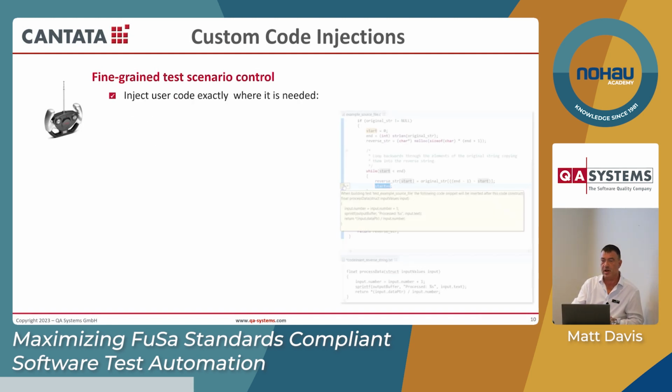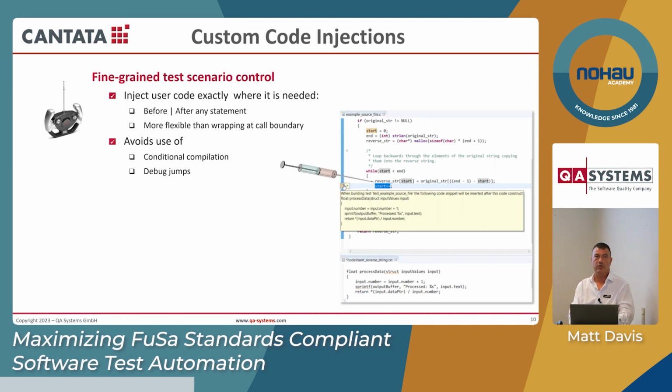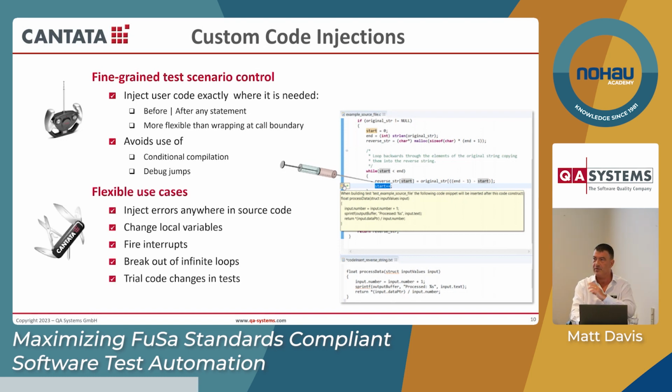But sometimes you want to be able to get more fine-grained control than that. This is where custom code insertions, injections come, basically allowing you to put something before or after any individual statement, which is therefore more flexible than the call boundary for control. So it avoids conditional compilation of your code. It avoids having to use debug jumps, which are better for debugging and finding the root cause of a problem than test driving. And these are some of the example flexible use cases. Injecting errors absolutely anywhere, changing local variables under the control of the test framework, firing interrupts, breaking out of infinite loops, etc.